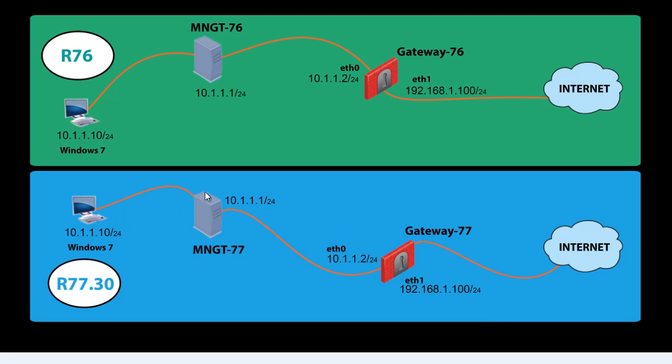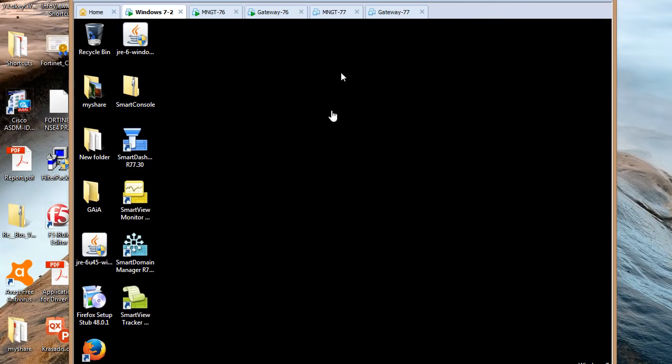I will show you that this management server hasn't got any configuration whatsoever. Then we'll import the configuration that we have exported from this management server into this management server, and then we can get this Windows machine running, going through the management server, going through the firewall and to the internet. So let me show you, this is my Workstation 10.